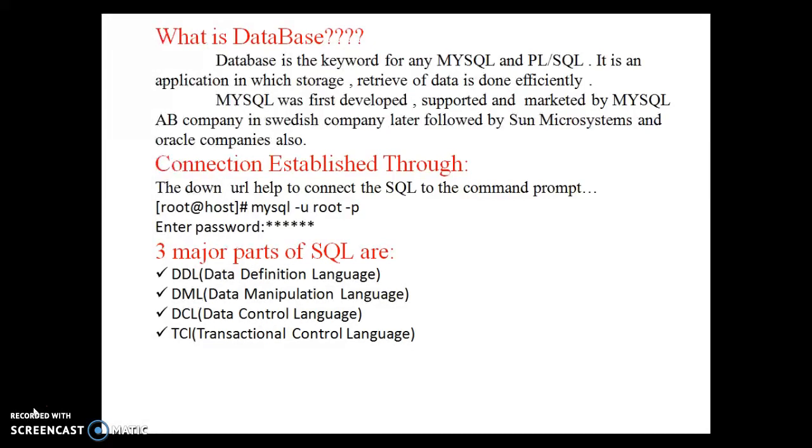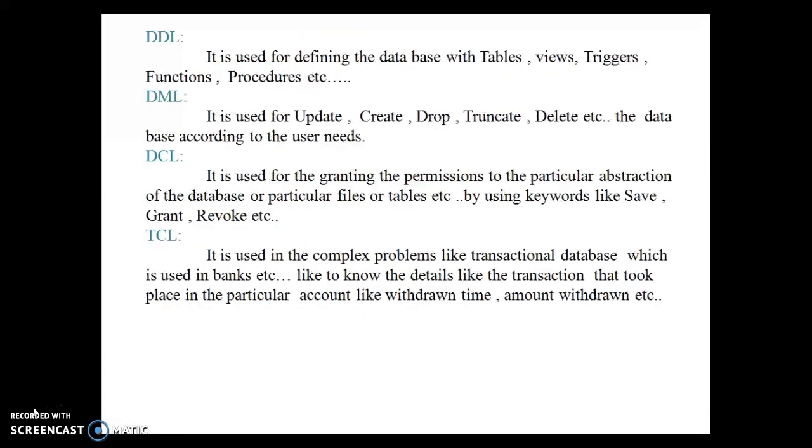The major parts of MySQL are DDL, DML, DCL, and TCL. Coming to DDL: DDL is called Data Definition Language, which is used for defining the database with tables, fields, triggers, functions, and procedures. And coming to DML: DML is called Data Manipulation Language, which is used for manipulating the data in the database, like updating, creating, dropping, truncating, and deleting according to the user's needs.